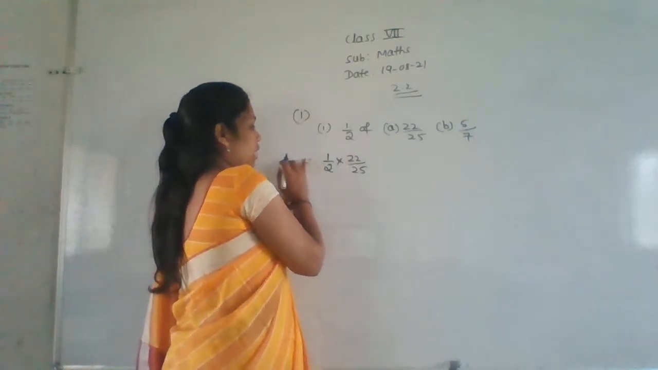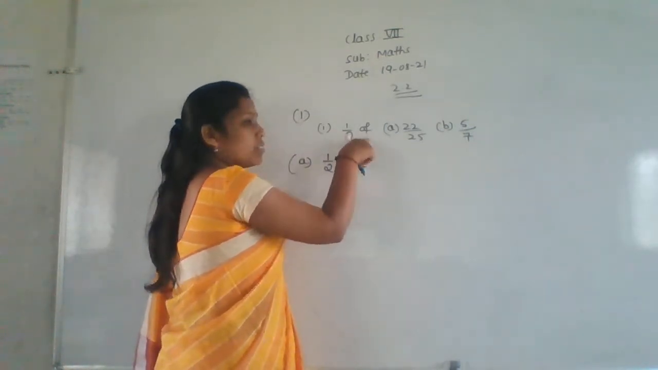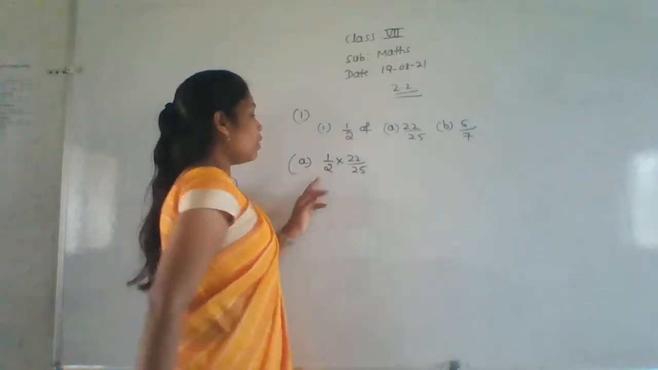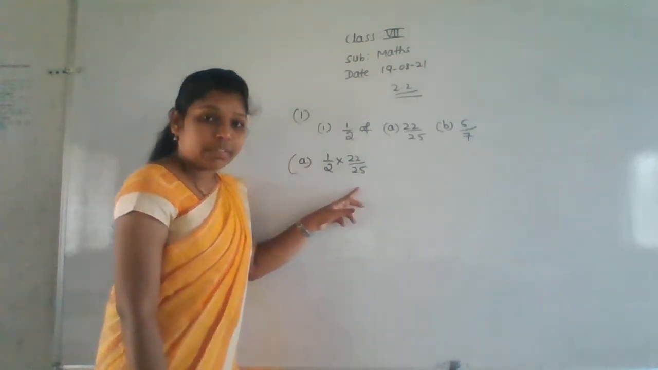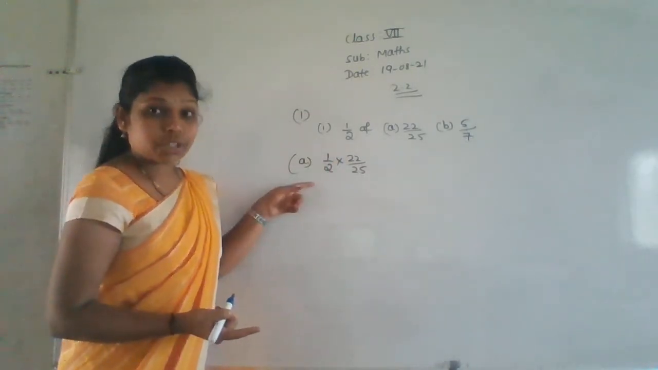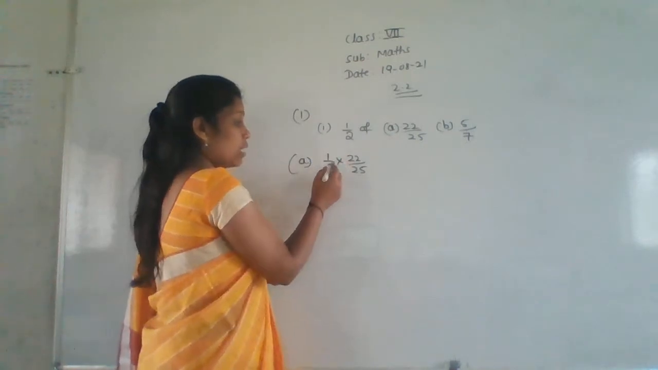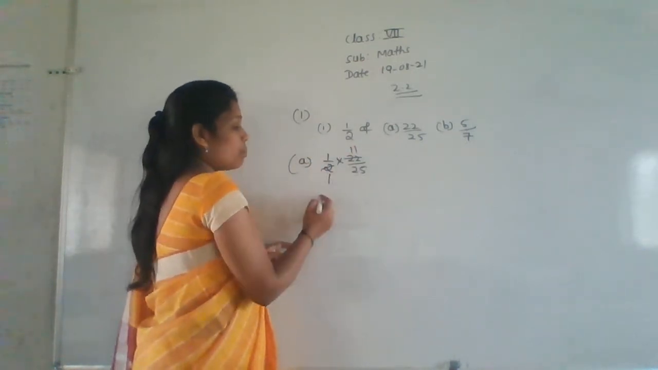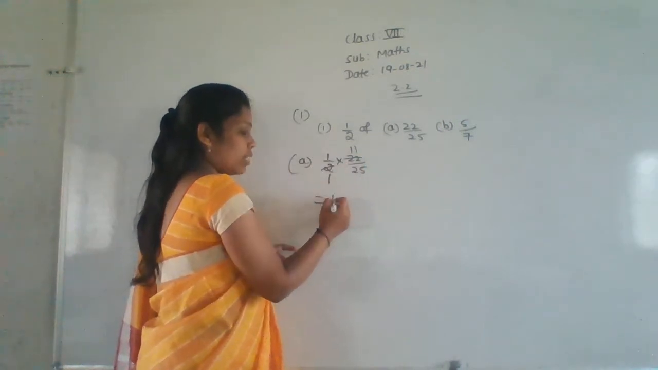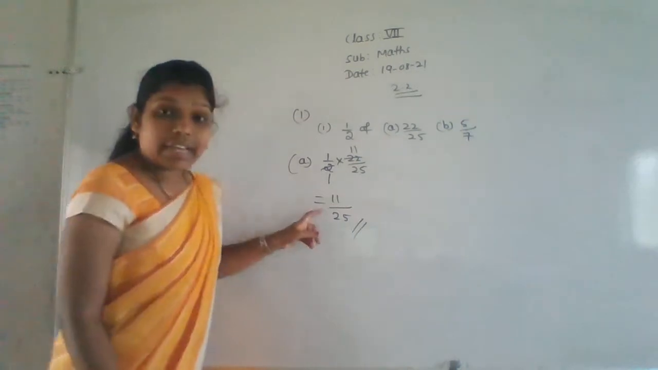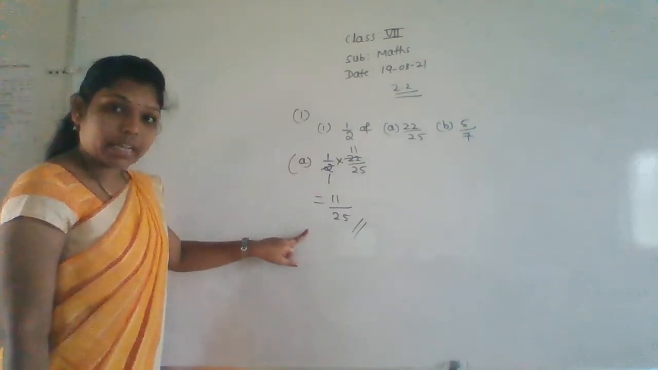Now, first we are doing the A question. Of means nothing but multiplication. Already we learned in 2.1, right? So here 1 by 2 into 22 by 25. Is there any cross cancellation? Yes, we can cancel 22: 2 ones are 2, 2 elevens are 22. Now multiply the numerators, 11 ones are 11, and 25 ones are 25. The answer is 11 by 25.